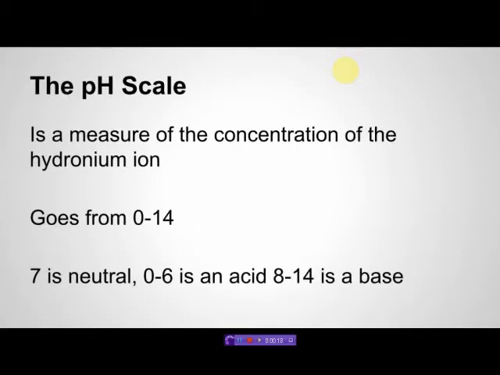The pH scale. The pH scale is a measure of the concentration of hydronium ion. It goes from 0 to 14. 7 is neutral. 0 to 6 is the acidic part of the pH scale. 8 to 14 is the basic part of the pH scale. So that kind of gives us a number to put to how strong an acid or a base is.